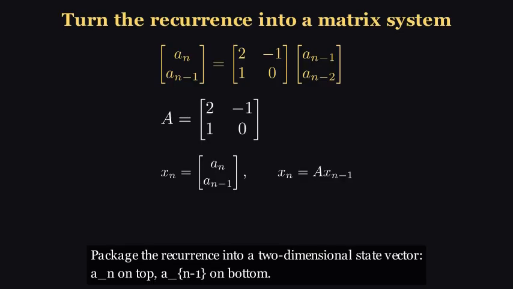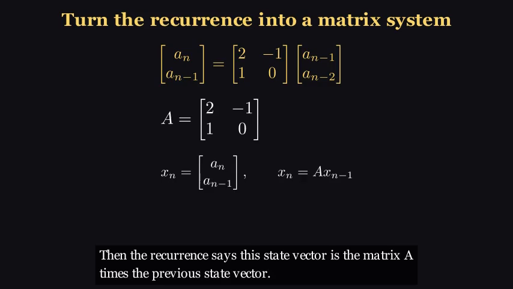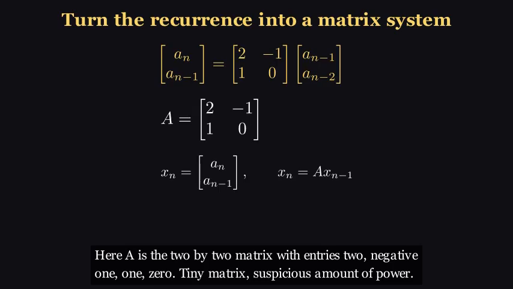Package the recurrence into a two-dimensional state vector, a_n on top, a_{n-1} on bottom. Then the recurrence says this state vector is the matrix A times the previous state vector. Here A is the 2 by 2 matrix with entries 2, -1, 1, 0. Tiny matrix, suspicious amount of power.